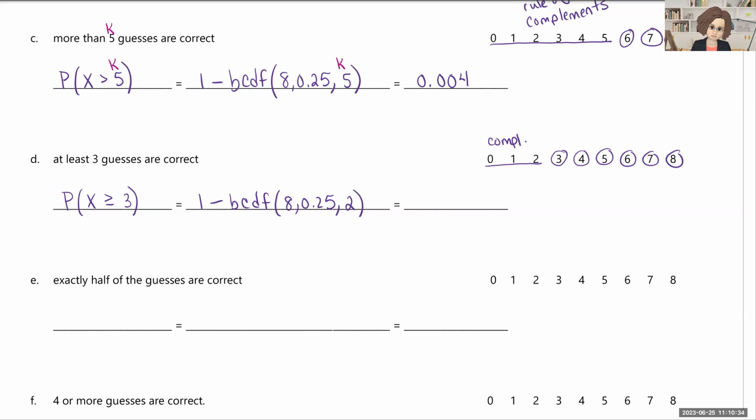All right, so here you want to remember for the at least case, so greater than or equal to a value K, that the complement will end at the number before K, K minus 1. And then that answer will be 0.321.